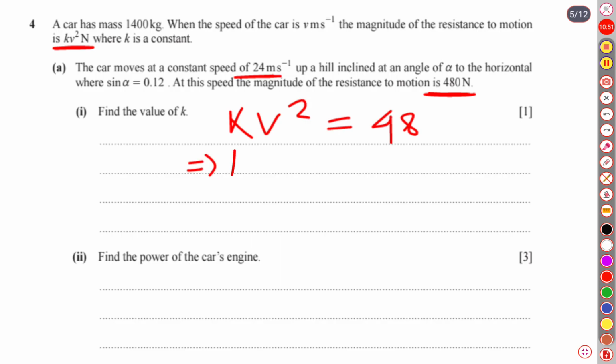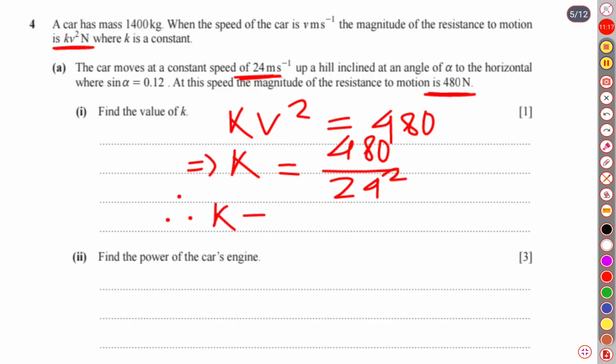So k is equal to 480 over v square. How much is our v? v is 24 meter per second. So if we divide 480 by 24 square, this is not 24 to the power 2, it is 24 square. Hence our k is going to be 480 divided by 24 square, which means 0.833. That's all about the solution to the first part of question A.